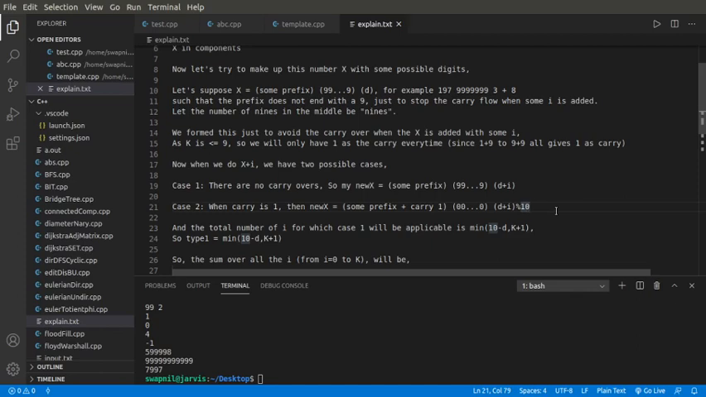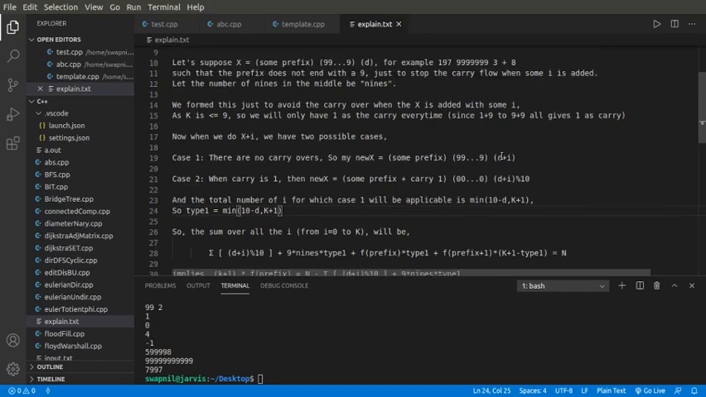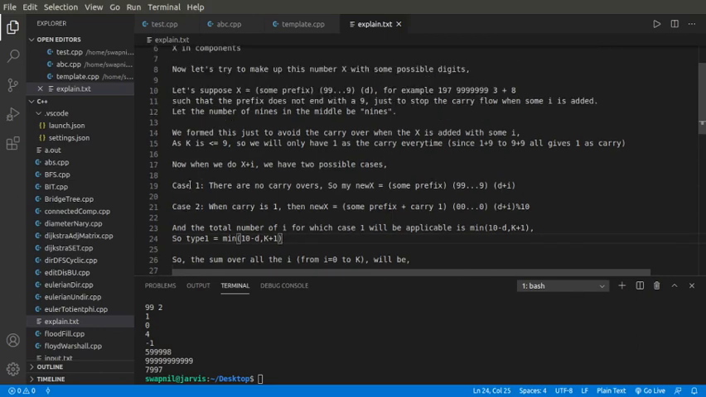Okay, so the example here: when this d becomes 12, then my (d + i) mod 10 will be 10 only, will be 2. And the total number of i's for which case 1 will be applicable — now I'll have to see for how many i's my case 1 is applicable, meaning there are no carryovers. Then there will be 10 minus d total i's for which there are no carryovers, and I'll take the minimum with k plus 1, right?